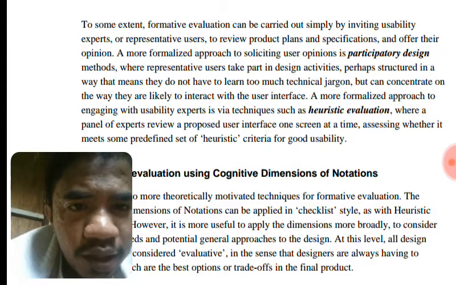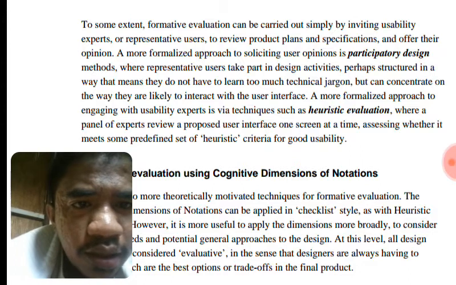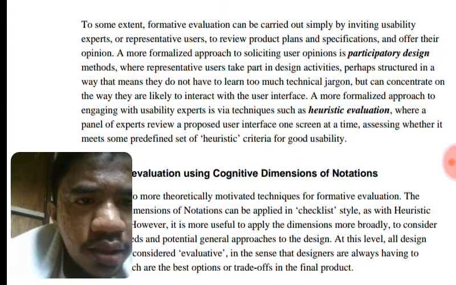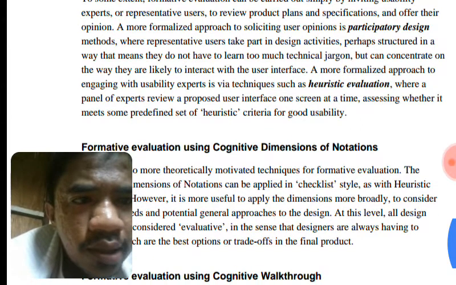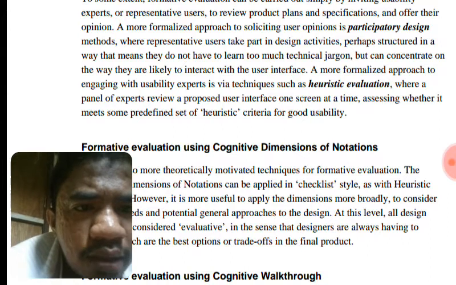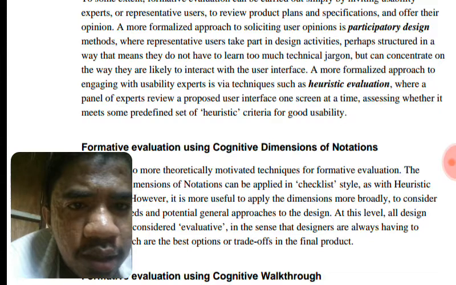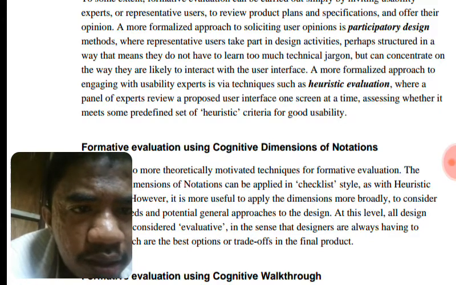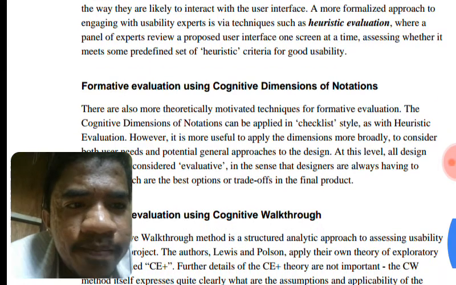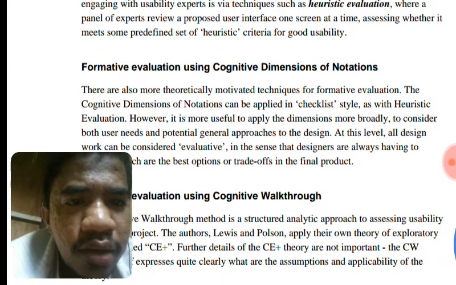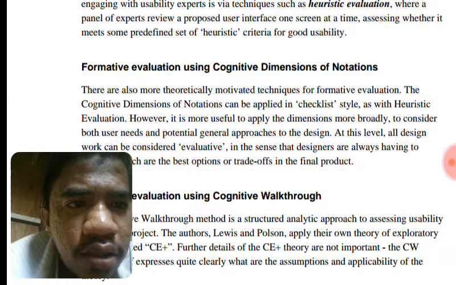A more formalized approach to engaging with a usability expert is via a technique such as heuristic evaluation, where a panel of experts reviews a proposed user interface on the screen, one at a time, assessing whether it meets some predefined set of heuristic criteria for good usability.